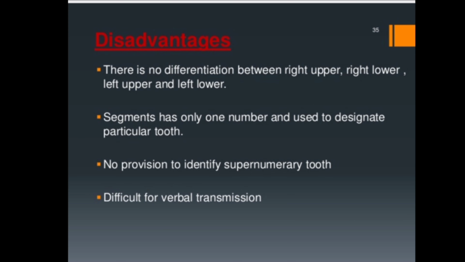There is no differentiation between right upper, right lower, left upper, and left lower, as similar alphabets or numbers are used. Segments have only one number used to designate a particular tooth. There is no provision to identify a supernumerary tooth. It is difficult for verbal transmission, so compared to the universal tooth numbering system, it is difficult to carry the data from one person to another person.